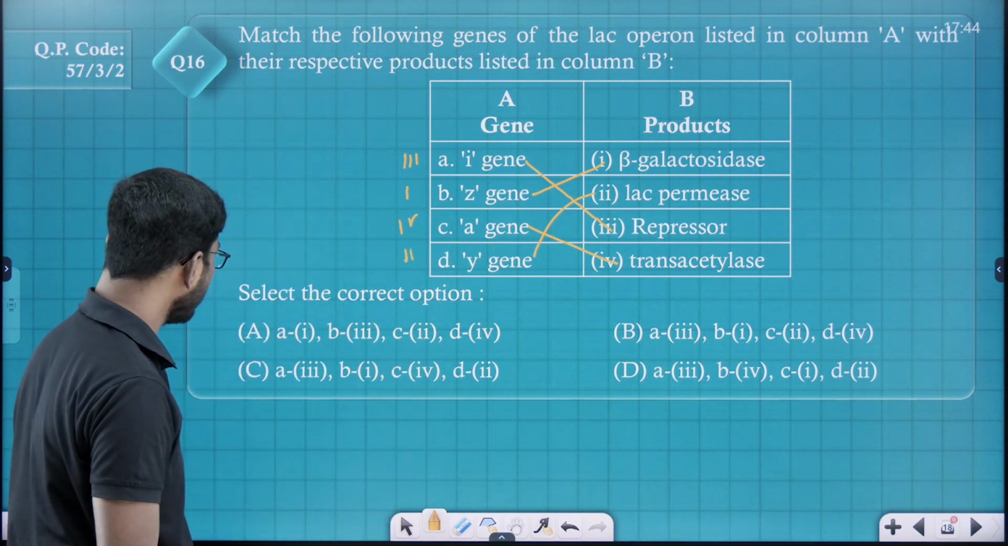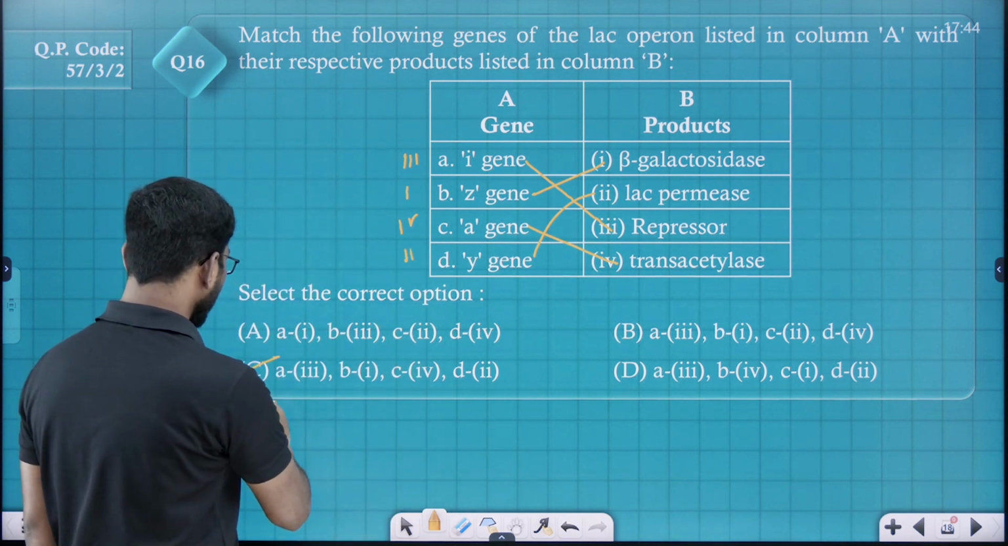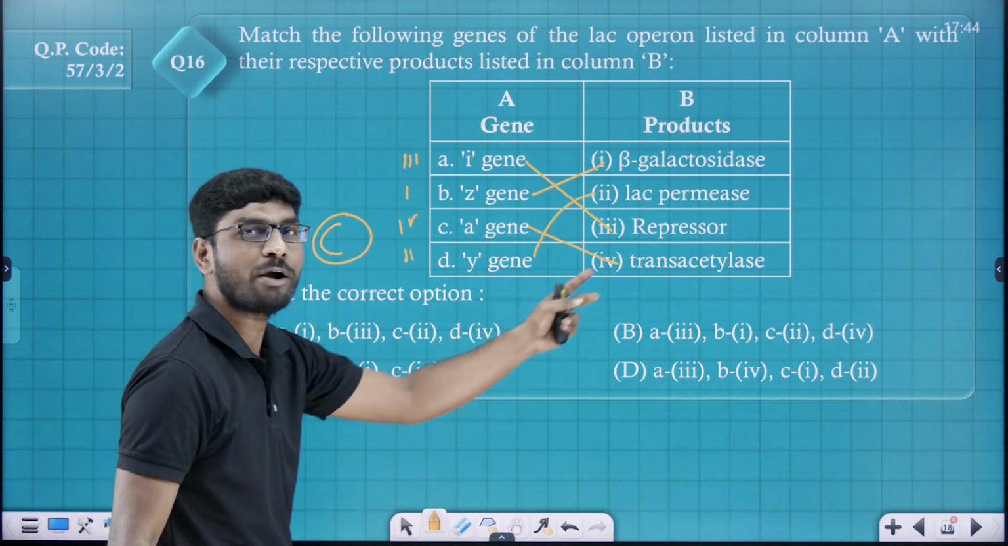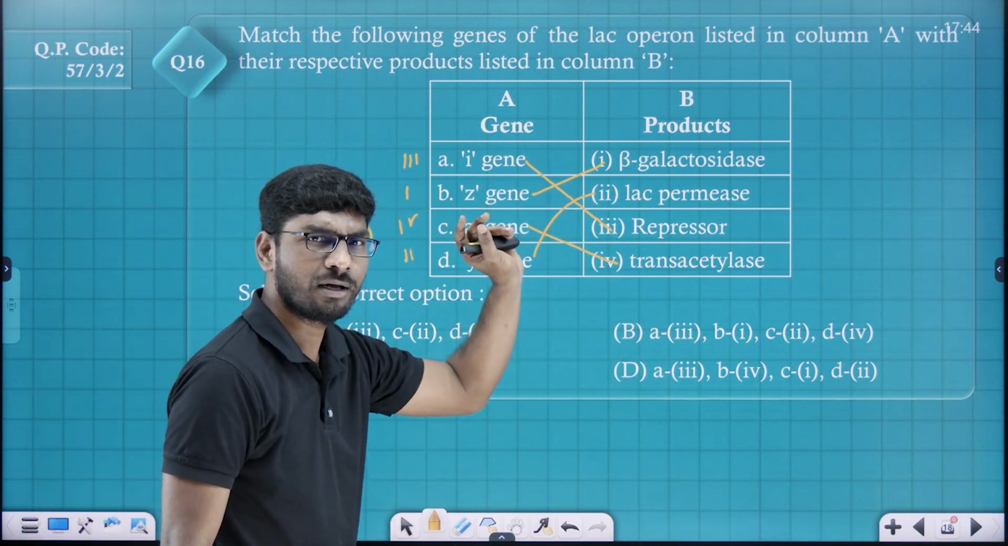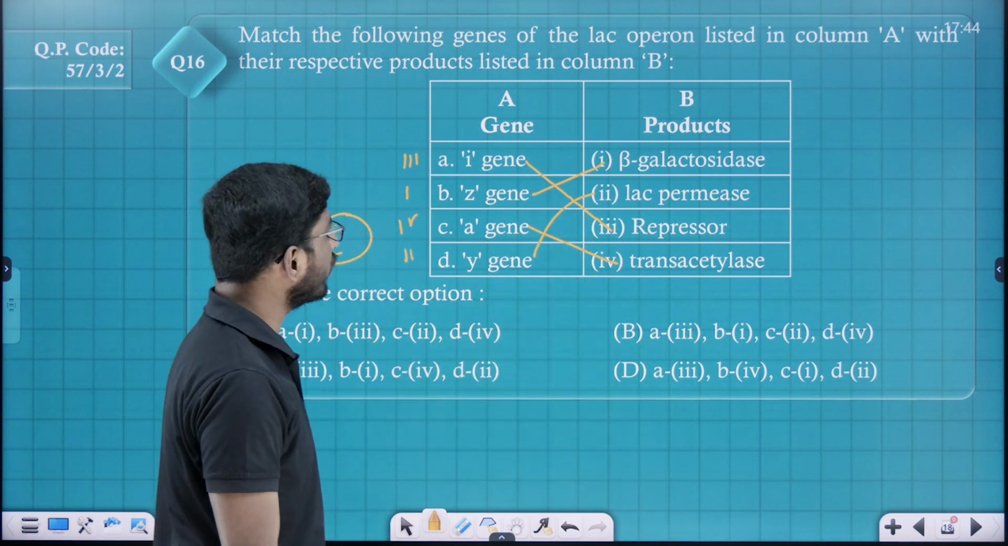3, 1, 4, 2. Find out the 3, 1, 4, 2. 3, 1, 4 and 2. Option C is the correct answer. Lac operon question. Easy question. I'm not going to explain much about this one. Shall we move on to the next one?